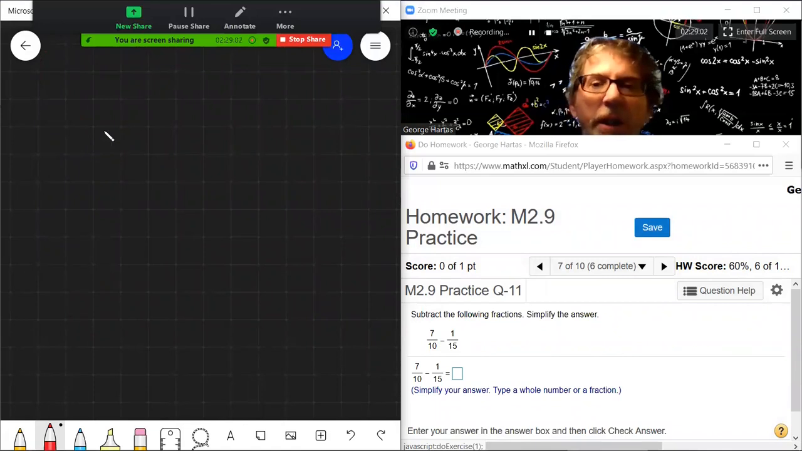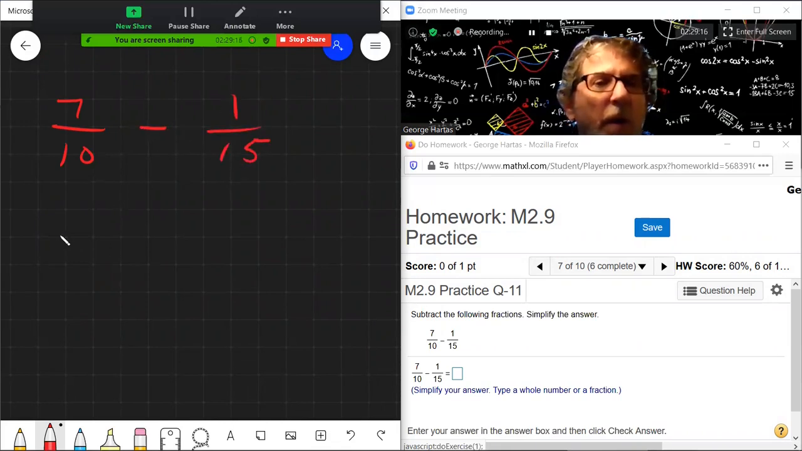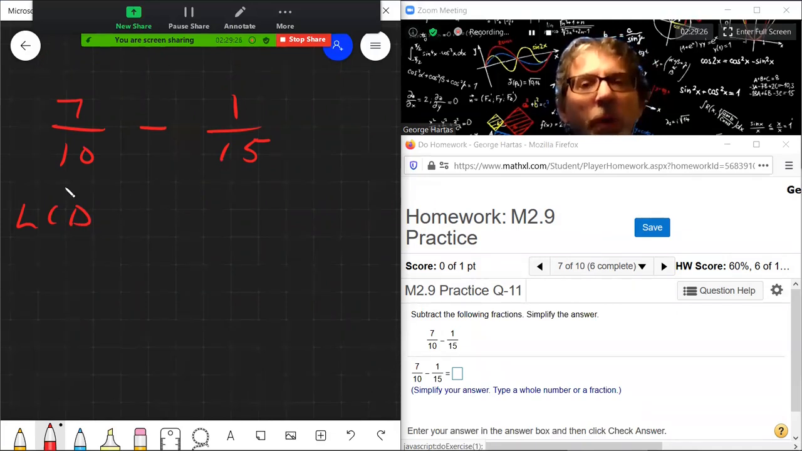So what do you think? For the LCD, are we using the factor tree or the one list of multiples? Which would be quicker? And you said one list of multiples. Correct. There's no right or wrong here, but the one list of multiples is quicker.